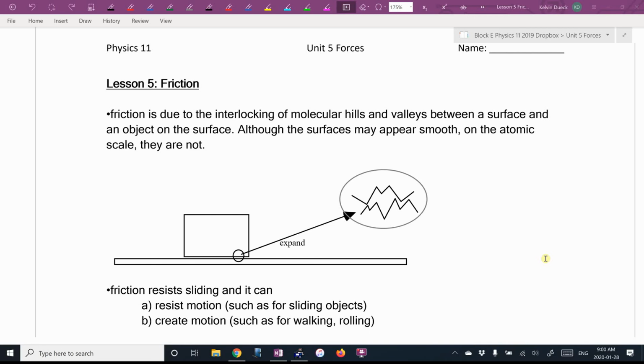So here is my explanation of what friction is. It's due to the interlocking of molecular hills and valleys between a surface and an object on the surface. Your lab tables may look smooth, but if you were to zoom in, you would see that on an atomic level, they're bumpy. And so as two surfaces go across each other, those bumps catch on each other and hook on each other and apply a resistive force.